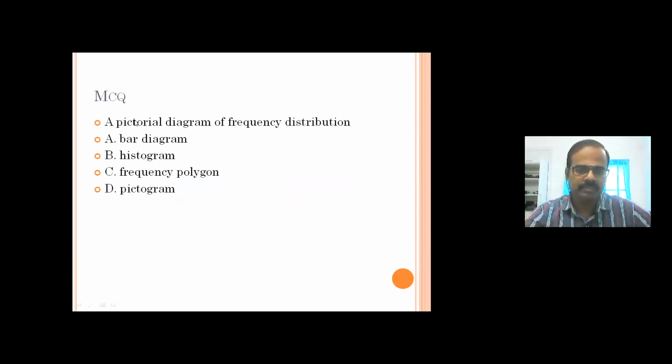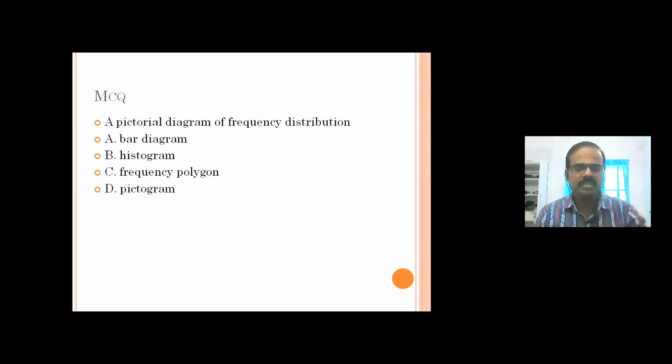Can you tell me the answer for this question, especially Vignesh? Can you try out this answer with Ishwar? A pictorial diagram of frequency distribution. See, so far we have seen a frequency distribution table. One example was 0 to 4 as the lowest group, then 5 to 9, then 10 and so on. Some groups we have seen, right?